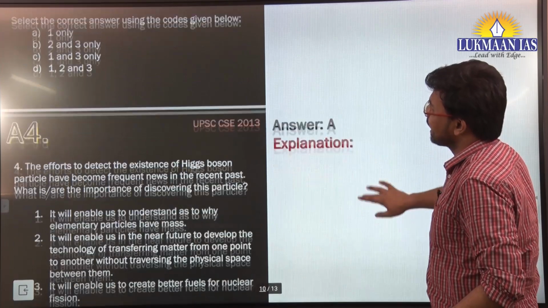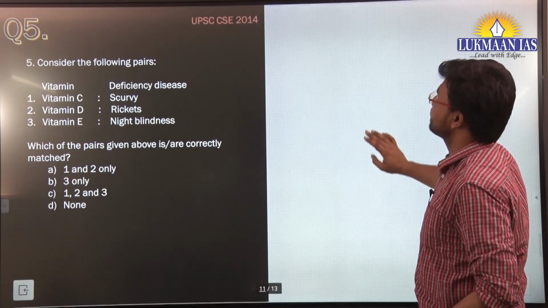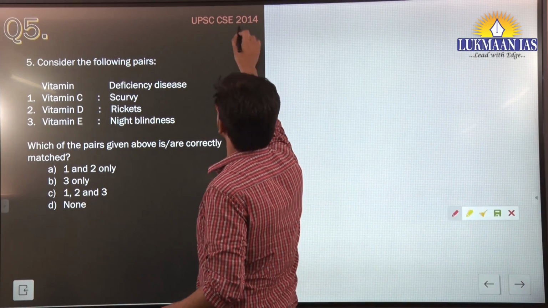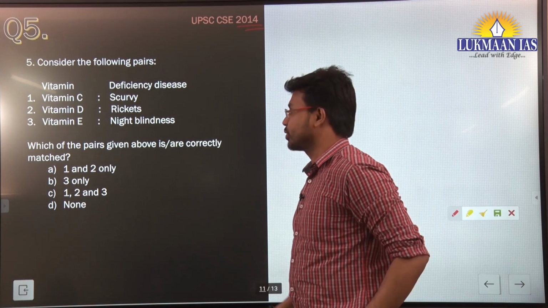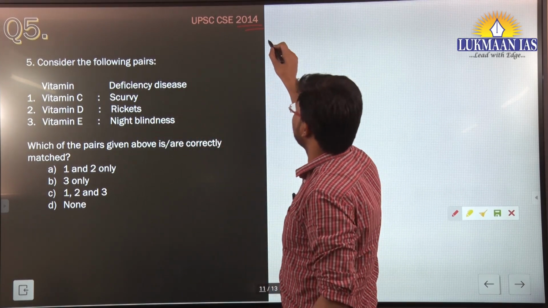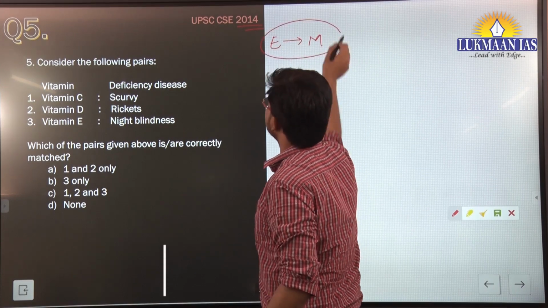So with this, now let us take the next question for the day. This question was asked by UPSC in the year 2014. Let us read this question. It says, consider the following pairs. This was an easy to moderate question, I would say its level is easy to moderate.